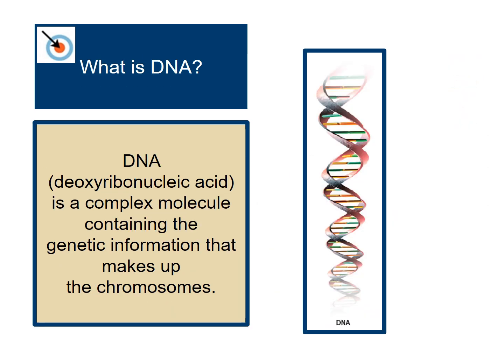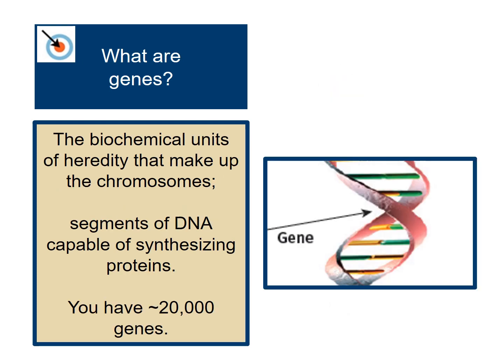DNA, deoxyribonucleic acid, is a complex molecule containing the genetic information that makes up the chromosomes. And genes are the biochemical units of heredity that make up the chromosomes. So segments of DNA capable of synthesizing proteins. We all have about 20,000 genes.